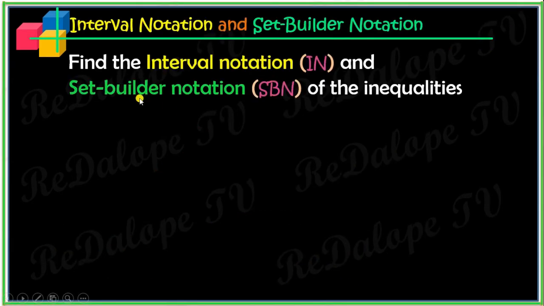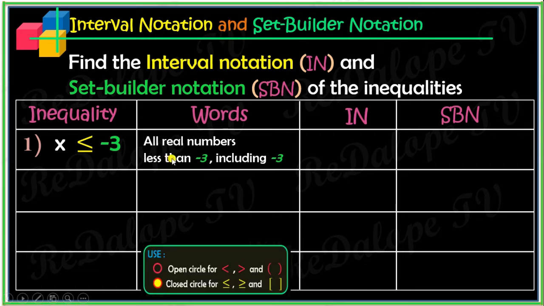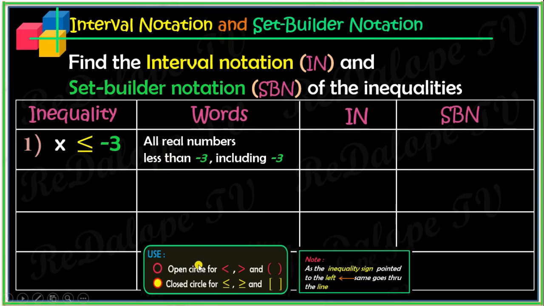Let us have an example. Find the interval notation (IN) and set builder notation (SBN) of the given inequalities. For problem number 1, we have x is less than or equal to negative 3. The solution is all real numbers less than negative 3, including negative 3. So when it comes to the number line, we have this graph. Since this is less than or equal, we will make use of the closed circle, wherein the line is pointed to the left, since the inequality sign is also pointed to the left. So we have this graph.